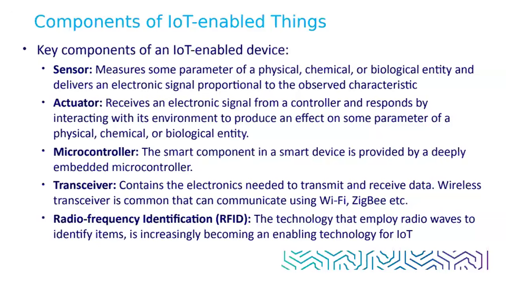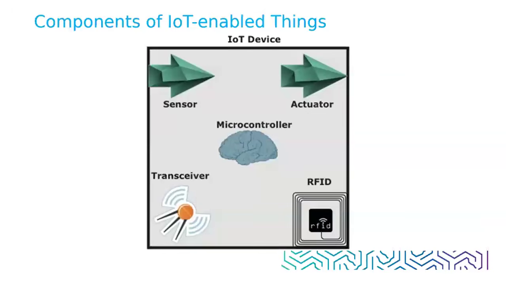Every IoT enabled device is built from several essential components that allow it to sense, process, communicate, and act. An IoT enabled device consists of five key components. Let me show you the diagram. One is the sensor, another one is the actuator, then the microcontroller, then the transceiver, and radio frequency identification. These five key components are very important in IoT devices.